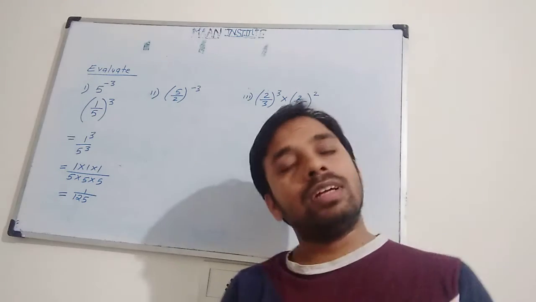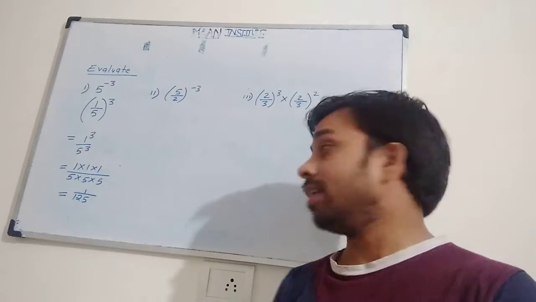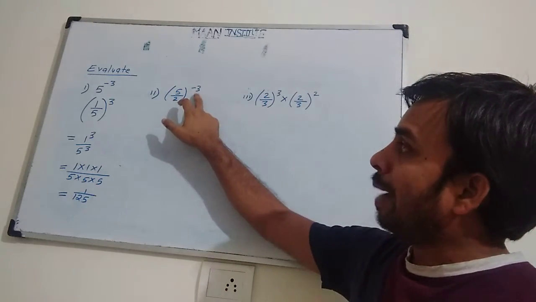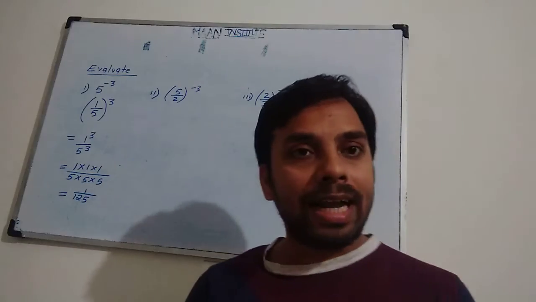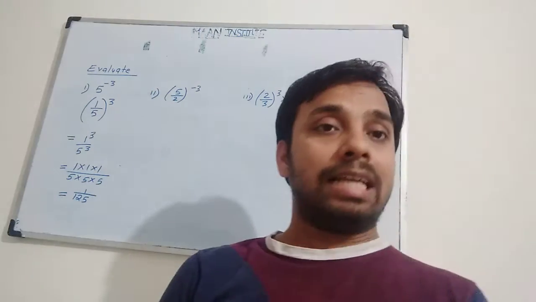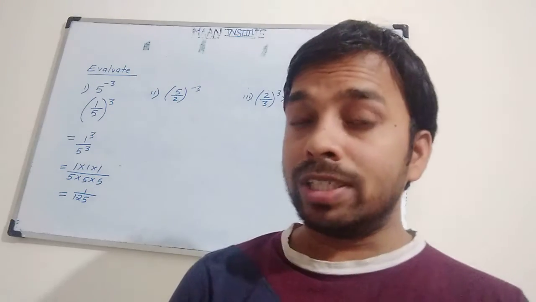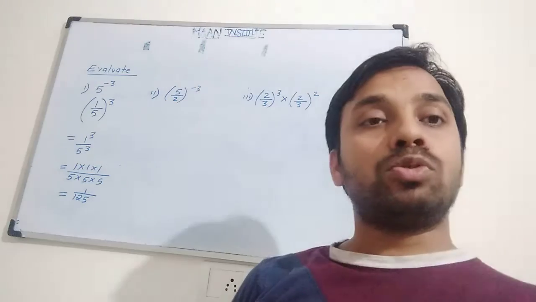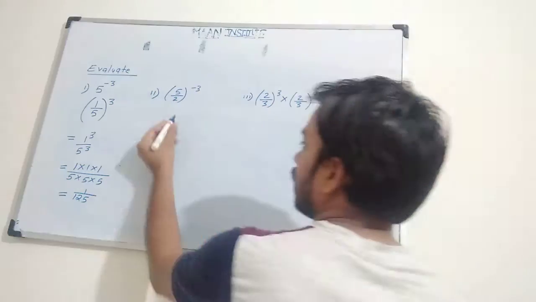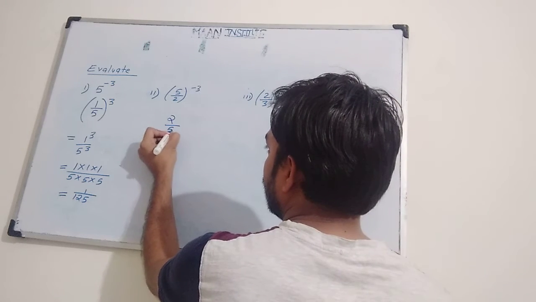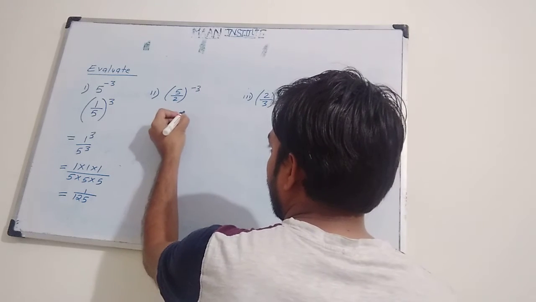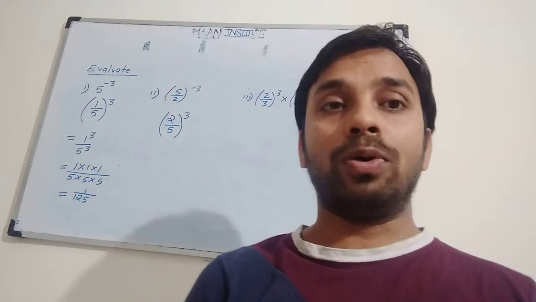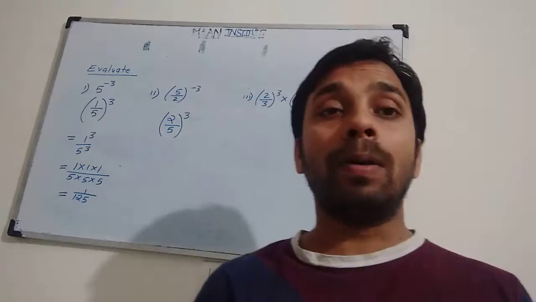Now time for the next one. It is quite similar to the first one. What is the second one? 5 by 2 power minus 3. Again the same thing, the power is negative, so we will just take the reciprocal of the base, which is 5 by 2, so it becomes 2 by 5, and the power 3 now becomes positive because we have reciprocated the base.